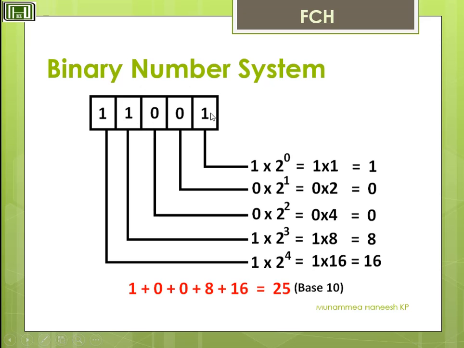So you need to count the number of digits, that is 1 2 3 4 5, five digits are there. So you will start with 2 raised to 4, 2 raised to 3, 2 raised to 2, 2 raised to 1, and 2 raised to 0 like this. Multiply each with its digit, then add all these values together. You will get the corresponding value, that is 1 into 2 raised to 0, 0 into 2 raised to 1, 0 into 2 raised to 2, 1 into 2 raised to 3, and 1 into 2 raised to 4. Then add it, and you will get the base 10 number.